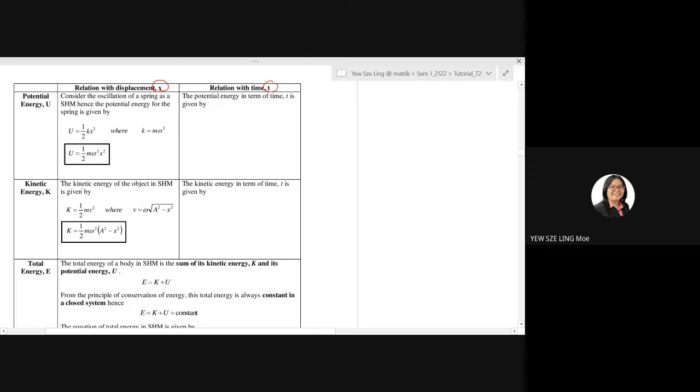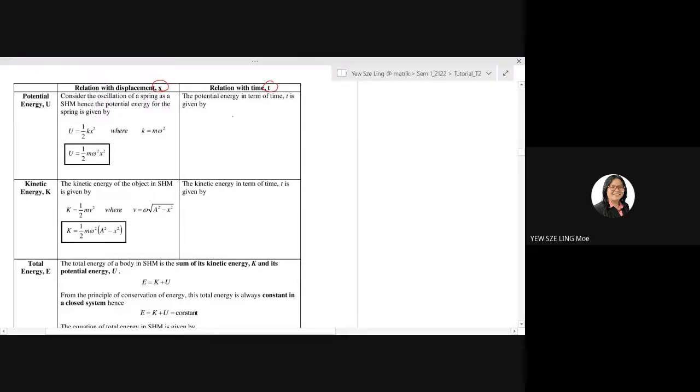So U equals 1 over 2 kx, that is the energy stored in the spring, and K equals m omega squared. Sub it into the equation and you have U equals 1 over 2 m omega squared x squared. So if you are given displacement and the question asks you to calculate potential energy, then you apply this equation.